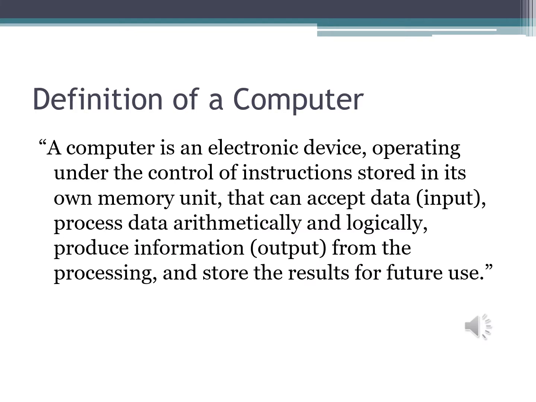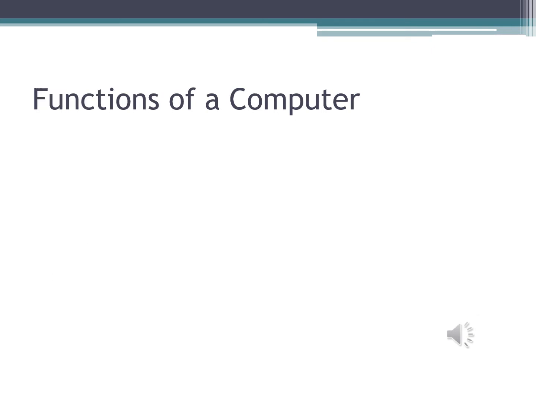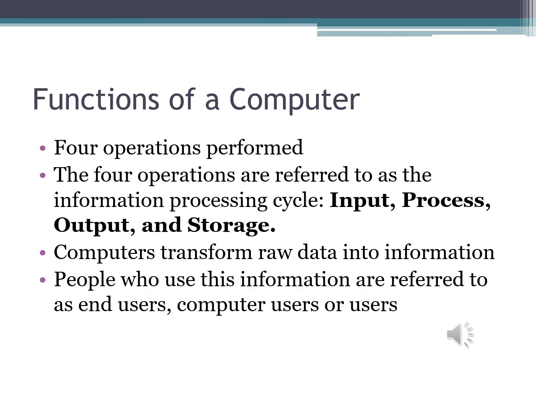A computer is an electronic device, operating under the control of instructions stored in its own memory unit, that can accept data (input), process data arithmetically and logically, produce information (output) from the processing, and store the results for future use. The four operations performed are referred to as the information processing cycle: input, process, output, and storage.